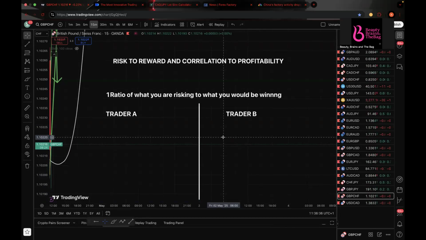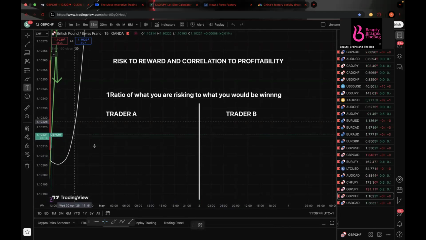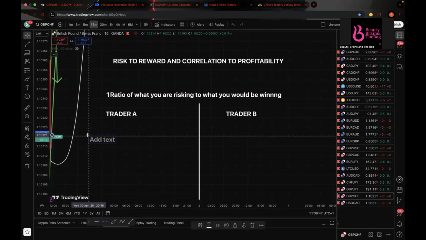Because we have trader A and trader B, okay? Both of them are selling the same thing, all right? Trader A buys. So look at the amount you buy it at as your stop loss, because that's the amount you're losing. Then the amount you're selling it at is your take profit, because that's the amount you're making.